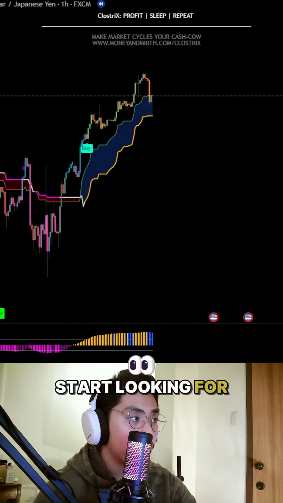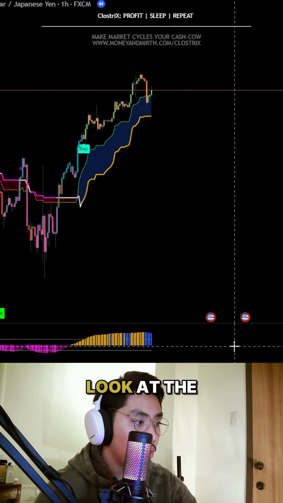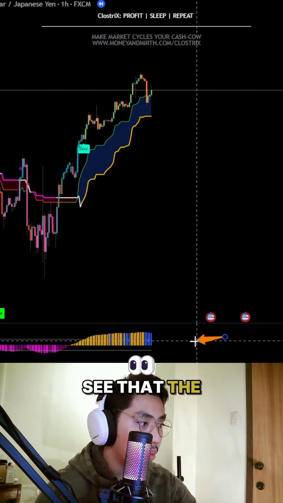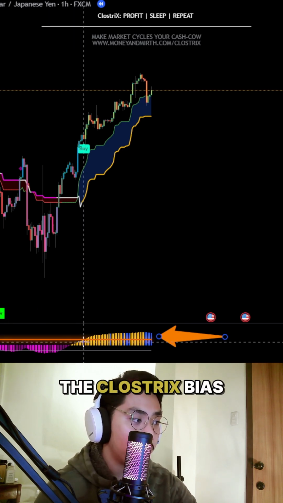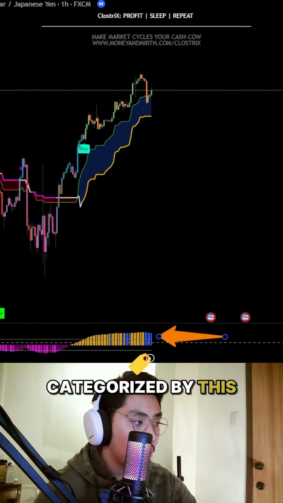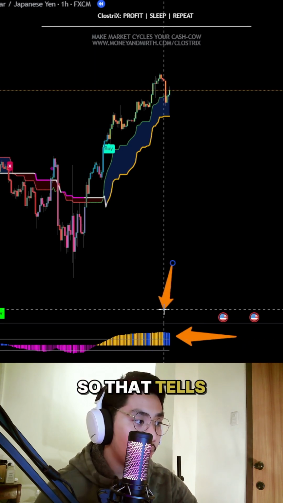Now before we start looking for entries, we want to take a look at the Claustrix bias and make sure that it agrees with us. To look at the Claustrix bias, you want to see that the bars are above this 15 level here. Now that 15 level is on the Claustrix bias by default. So you can see it categorized by this white upper line here for long strategies. The Claustrix bias is above the 15 level, so that tells us it's good to go.